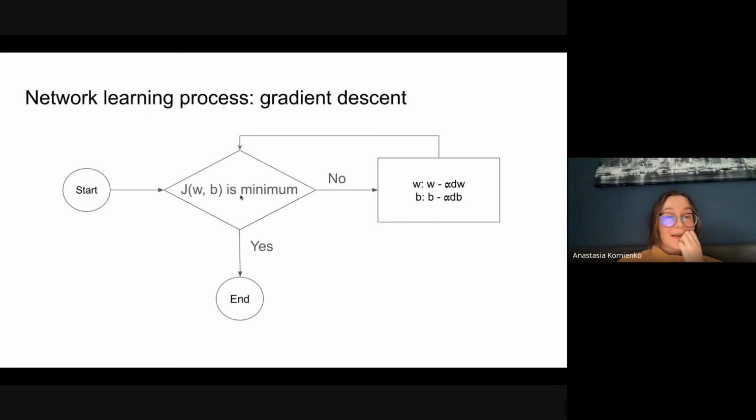You might ask what the minimum is. It's not for this topic, but basically it's what you define as minimum. It can be 2% of error, it can be 5% of error. It depends on the purpose of your neural network.